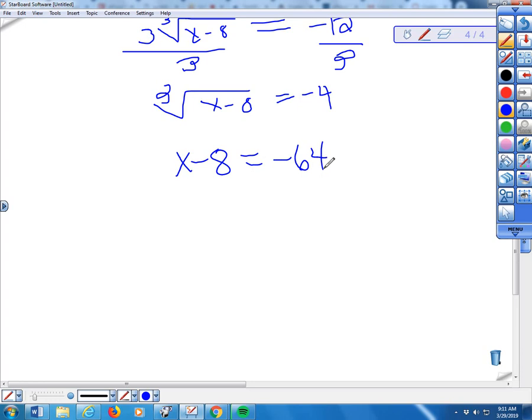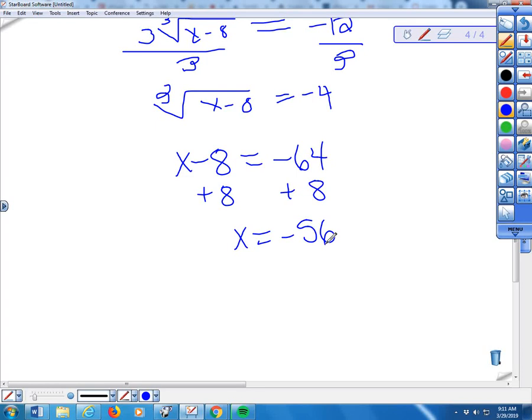Plus 8. X equals negative 56. If it's negative, it's wrong? No, I said you have to check it. This is a cube root. Cube roots can have a negative under the radical. It's the even roots that can't: the 2s, the 4s, the 6s, the 8s.